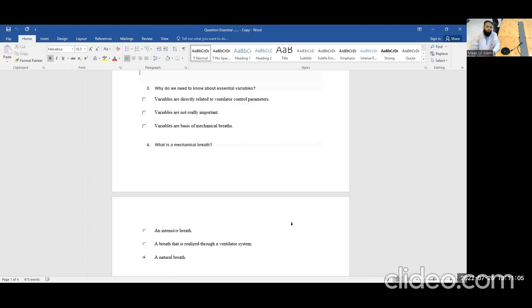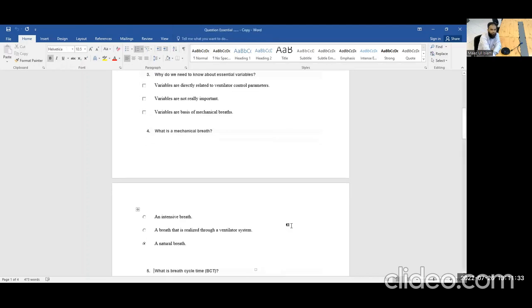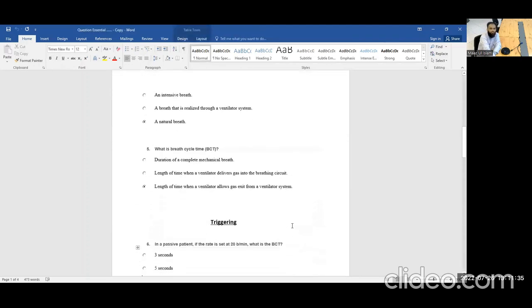Question number four, what is a mechanical breath? Number one, an intensive breath. Number two, a breath that is realized through a ventilator system. Number three, an unnatural breath. So the answer is number two, a breath that is realized through a ventilator system. Question number five.